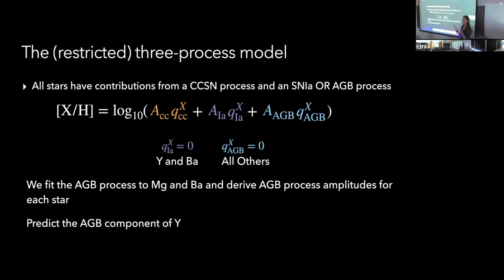We can make a simplified 3-parameter model by adding an AGB component, but only allowing it to help yttrium and barium, which we know are made in AGB stars. So we're going to force this type 1a component to be 0 for yttrium and barium because they're not made in type 1a explosions. And we're going to turn on this AGB component only for barium and yttrium.